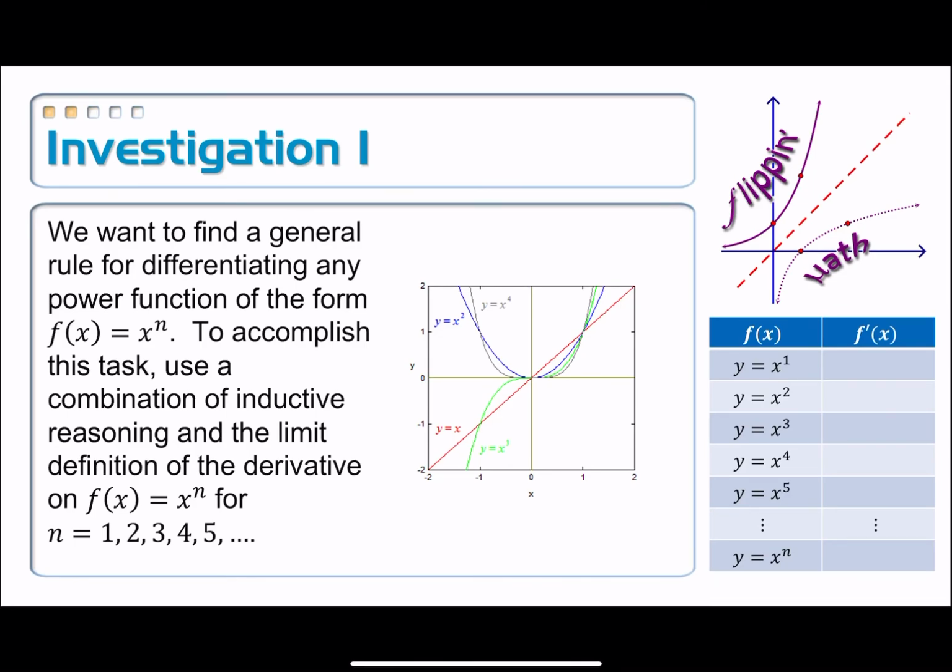y is equal to x to the first. Well, I don't even need to use the limit definition on that one. What's the derivative of y is equal to x to the first power? It's just y equals 1. All right, well, I've got that one done for you. And now for the rest of them, we want to use the limit as h goes to 0 of f of x plus h minus f of x, all of that over h. And then let's see if we can establish some sort of pattern here so that we can find the derivative of x to the nth power.